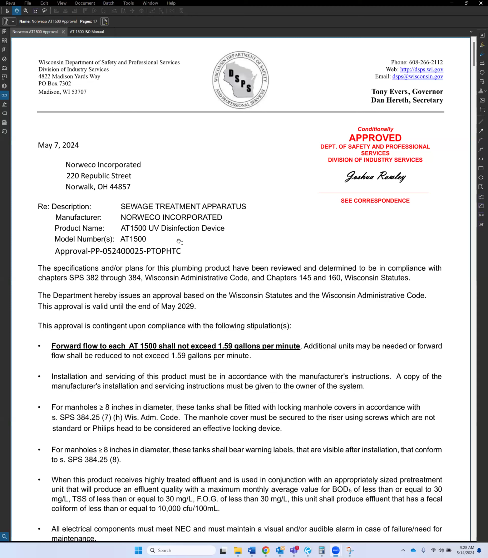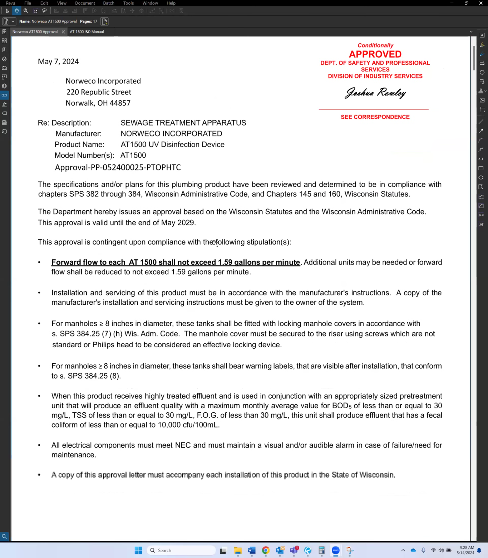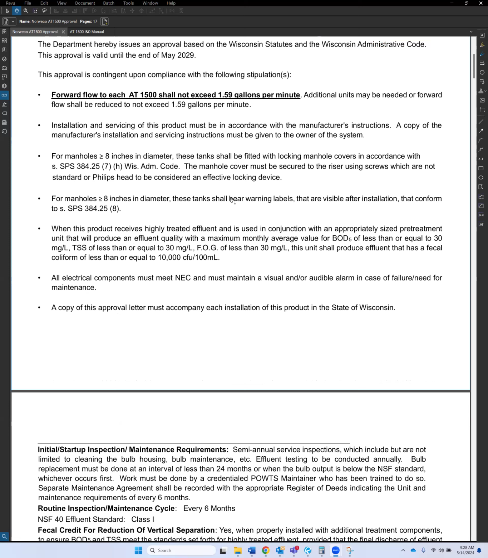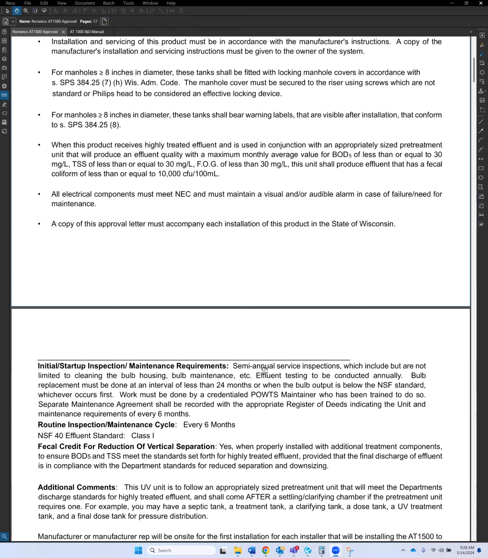With this Norweco UV lamp, it's important to note one of the big things is the forward flow or instantaneous flow through each light shall not exceed 1.59 gallons per minute. The designer or plumber would have the option to add multiple lights. Otherwise, they're going to have to forward flow or dose this volume at 1.59 gallons per minute. And that's the gallons per minute set by the NSF results.